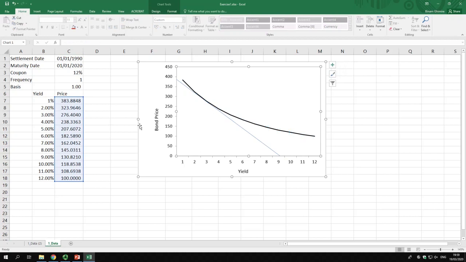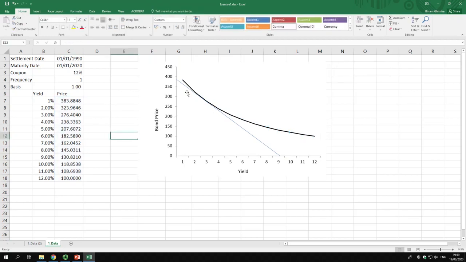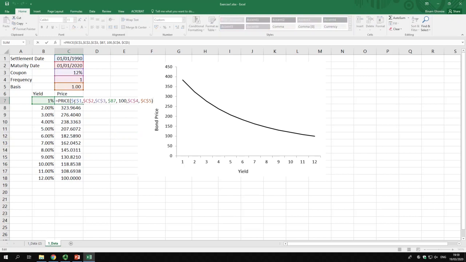In fact, the relation is not linear but curvilinear. This is an interesting terminology in the case of the yield curve for a bond. It's not linear like this but curvilinear. So that's it in this video. You were able to see how the function price can be applied, and how you can also depict the graph related to bond price and the yield.